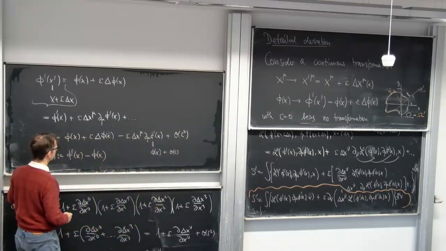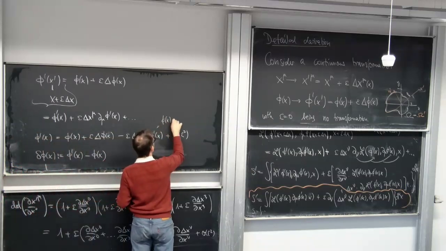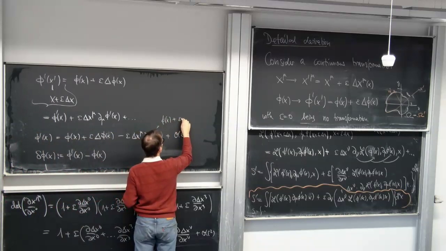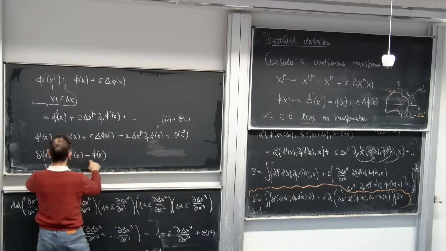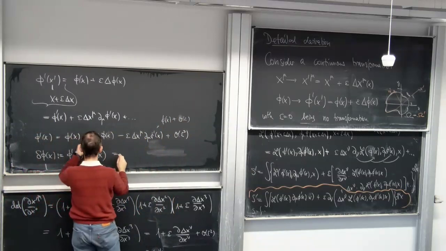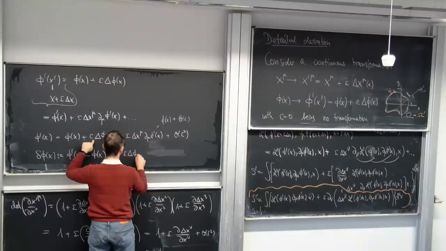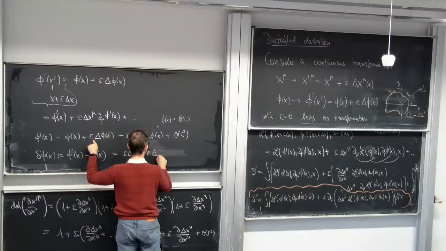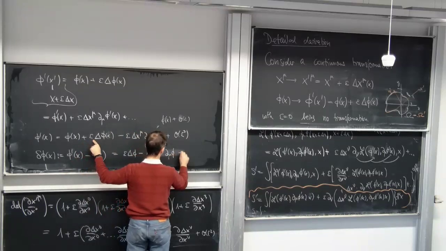So this is phi of x plus epsilon terms. And now this difference is equal to epsilon delta phi minus epsilon delta x mu d mu phi plus stuff.